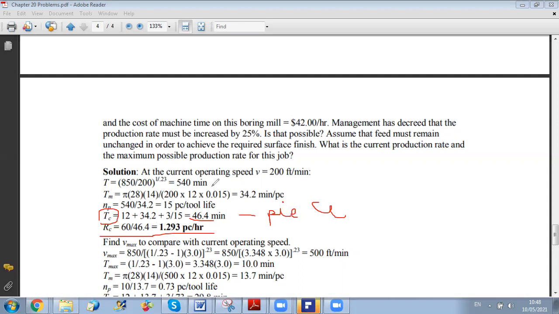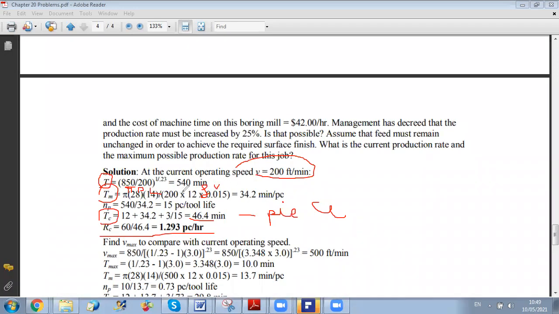First, since it's a boring operation, we will use its parameters. They gave us the cutting speed, and they gave us the values of C and N. From C and N, we can compute the tool life by doing T = (C over V) to the power 1 over N. Once we get T, we should find the machining time in order to get the number of pieces per tool life. For the machining time of a boring mill operation, we just apply the rule: pi D L over f V. So we have D and L.